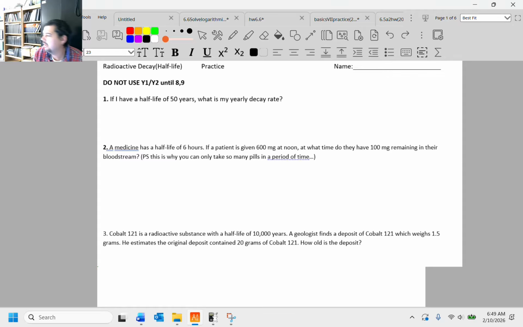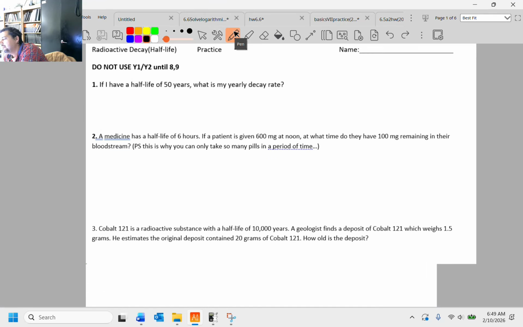Medicine has a half-life of 6 hours. Patient is given 600 milligrams at noon. At what time do they have 100 milligrams left in their bloodstream? So we'll just plug into the half-life formula because the key word there is half-life. Half-life formula is principal times 1/2 to the T over HL, half-life.